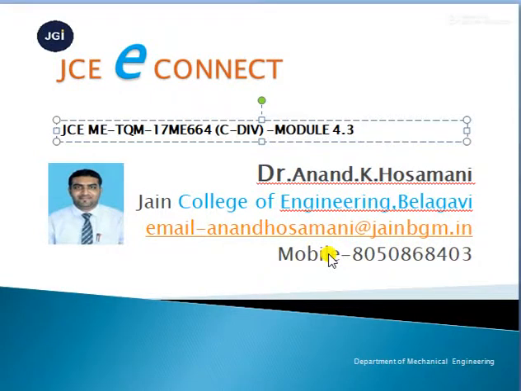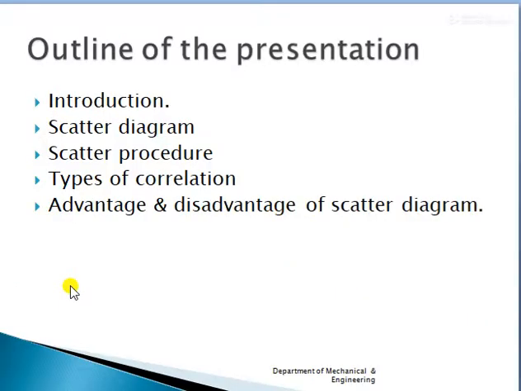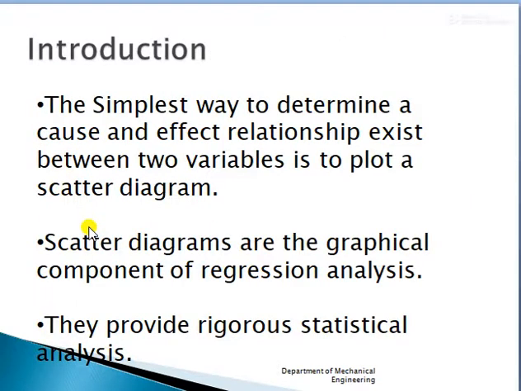Today's course is TQM 17ME664 Division C, Module 4.3. Outline of the presentation: Introduction, Scatter diagram, scatter diagram procedure, types of correlation, advantages and disadvantages of scatter diagram. Here we have the introduction.